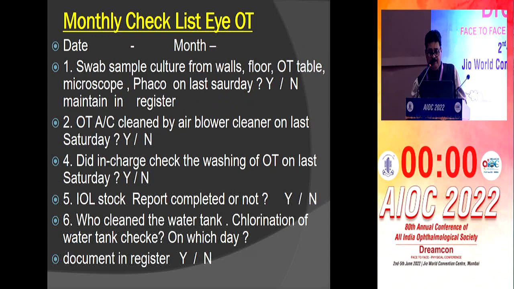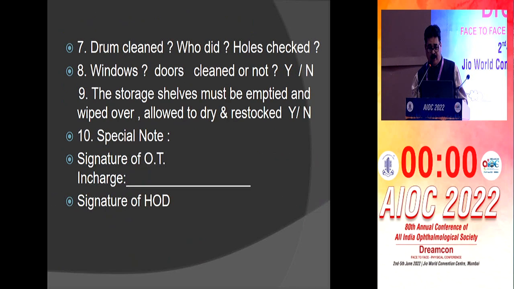The monthly checklist. Who took the swab culture from the wall, floor, OT table, and we should keep it in the record. You can check this register once a month to see whether things are done regularly or not. Who cleaned the OT? Did the in charge check the washing of the OT on the last Saturday? These are important things, at least for the staff, to keep them on their toes every time. Who cleaned the water tank? Documentation is very important for NABH and for yourself, for peace of mind. So these things should be seen, and this should be signed by you.